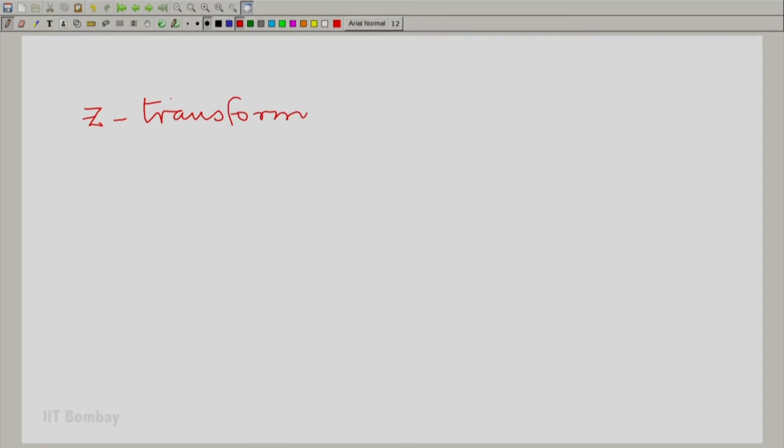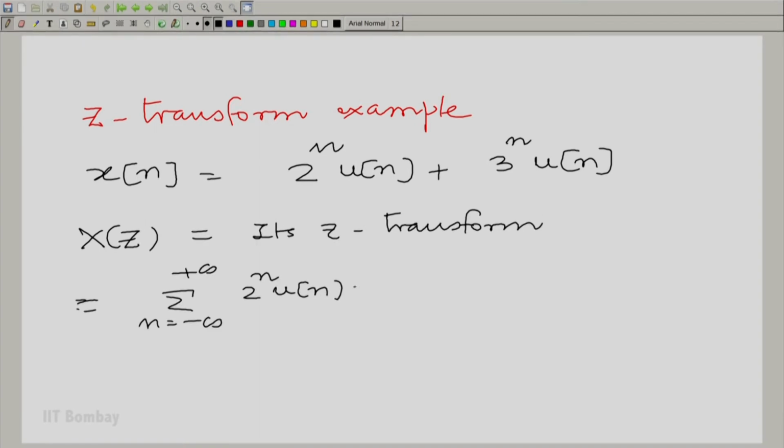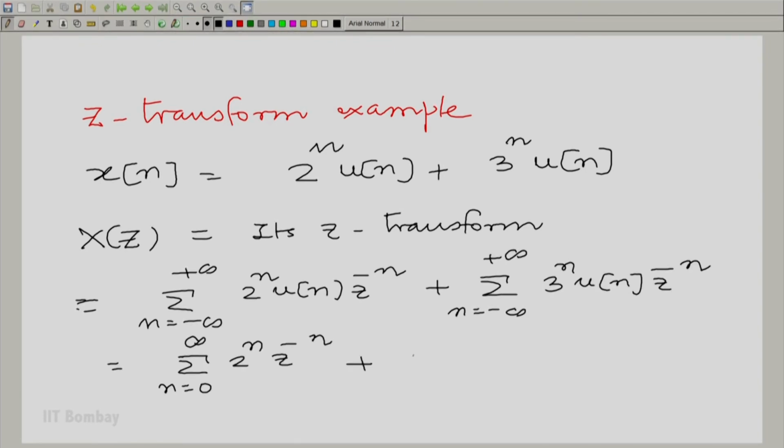Now, let us take a corresponding example of the Z transform. And here I could go a little faster because much of the reasoning is very similar. So, let us take x[n] given by 2 raised to the power of n u[n] plus 3 raised to the power of n u[n], and let us query its Z transform. Of course, the Z transform is going to be, and we can evaluate each of them individually.